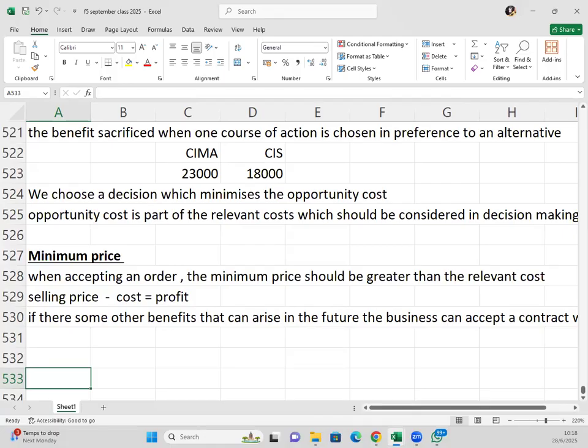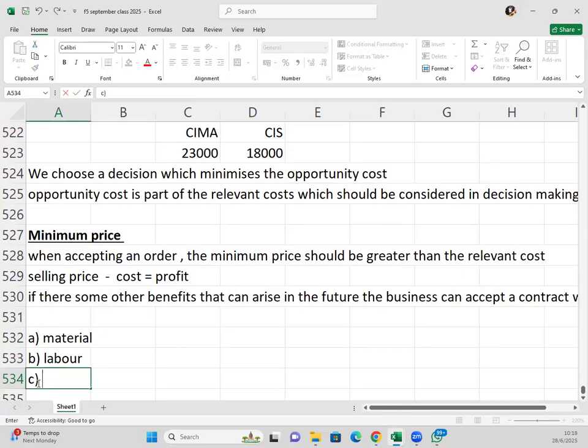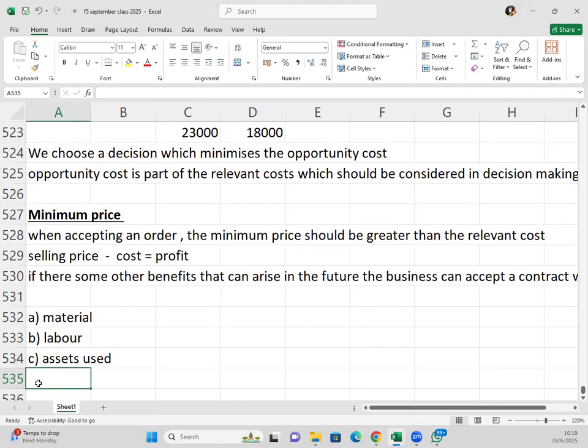Then the questions are likely to ask you to calculate relevant cost for material. These are areas that we are likely to come across in the exams. So relevant cost for material, relevant cost for labor, relevant cost for the assets used, and relevant cost in joint products. So these are areas where you need to know.